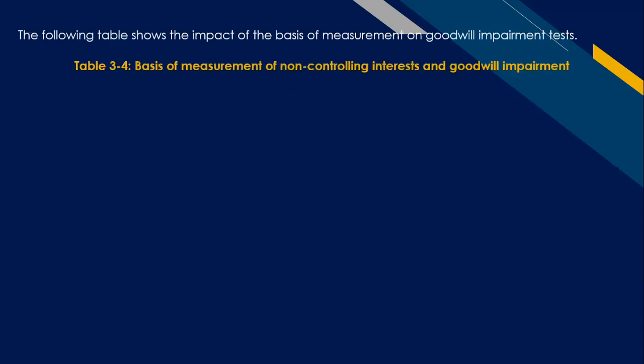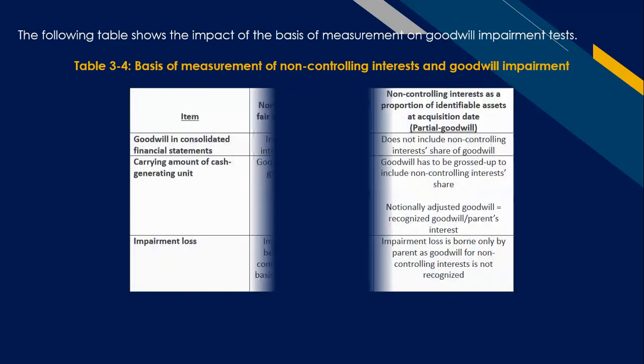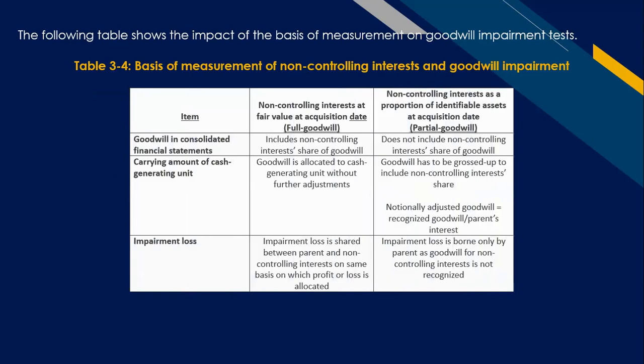The following table shows the impact of the basis of measurement on goodwill impairment test, basis of measurement of non-controlling interest and goodwill impairment. So we have now the item goodwill in consolidated financial statements. In the first column, non-controlling interest at fair value at acquisition date, where you have full goodwill. Second column, non-controlling interest as a proportion of identifiable assets at acquisition date, or partial goodwill. Goodwill in consolidated financial statements includes the non-controlling interest share of goodwill in the first case, and does not include it in the second.